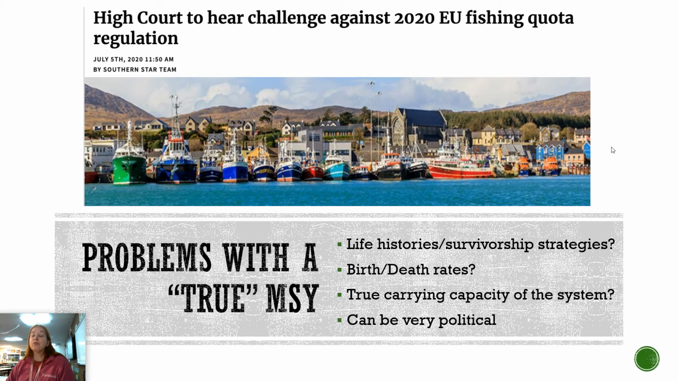Problems with a true maximum sustainable yield is who is determining it. If it's the economist, it's probably going to be higher. If it's the environmentalist, it's going to be lower because they want people to use less stuff. Also, the earth is changing, so the true carrying capacity could be changing. Once again, very political. And then the more people or less people that you have using things. So there's a lot of things that go into it.